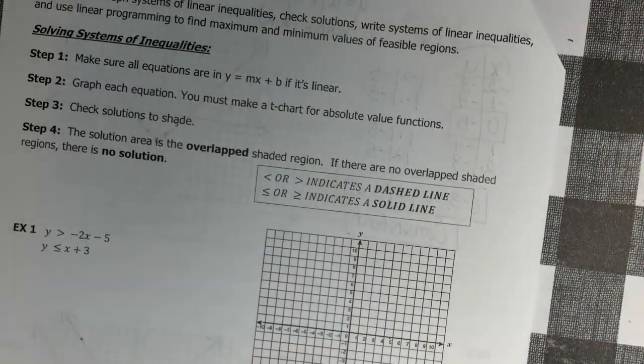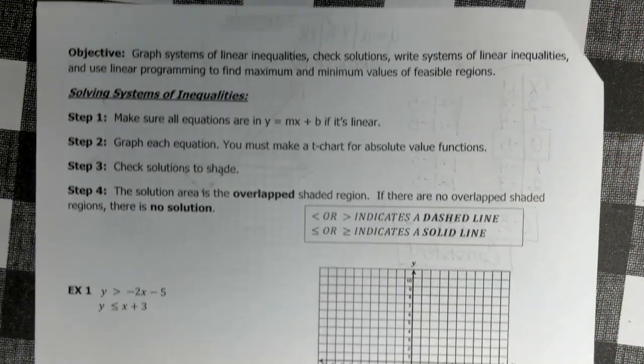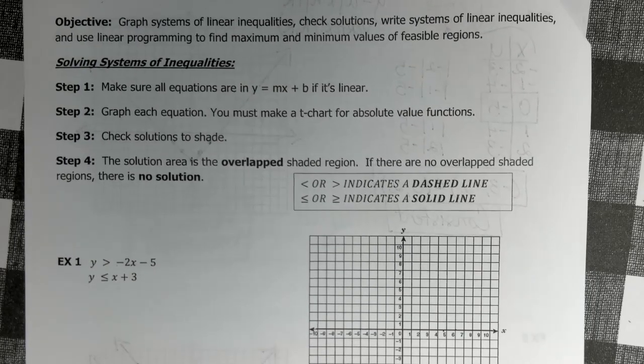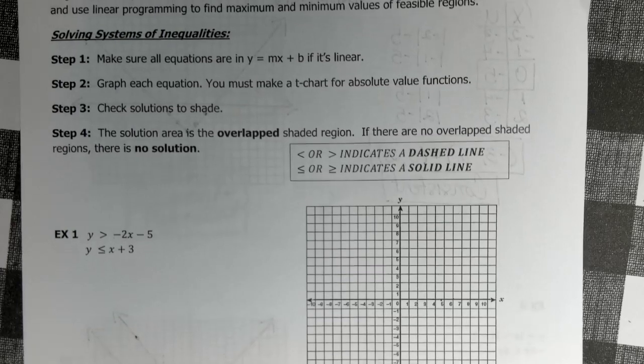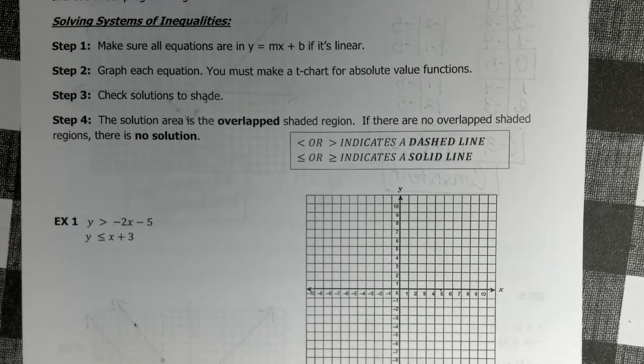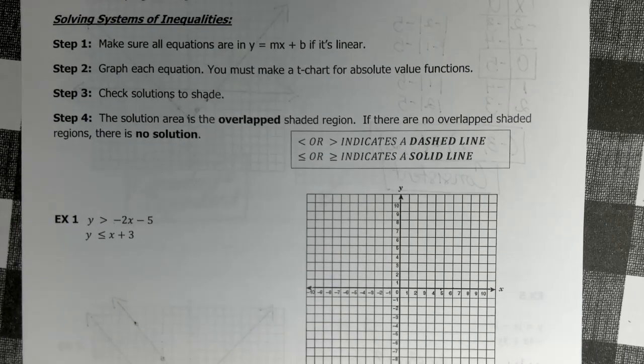Okay, we good with equations? Now we're going to move on to inequalities. So now we're still getting in y equals mx plus b. We have to consider dashed and solid lines and shading because inequalities are not one specific solution. It's a range and a variety of solutions that could be true.